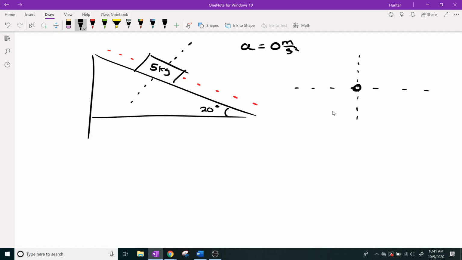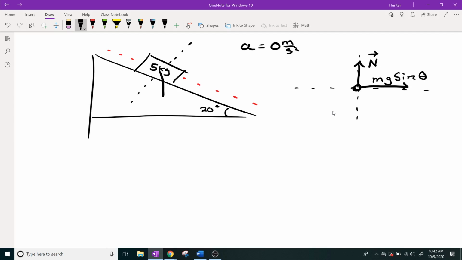Normal. Okay. Normal goes this way, to the right. Then gravity, but it's not just gravity. I can't just do mg. This is going to be mg sine theta.